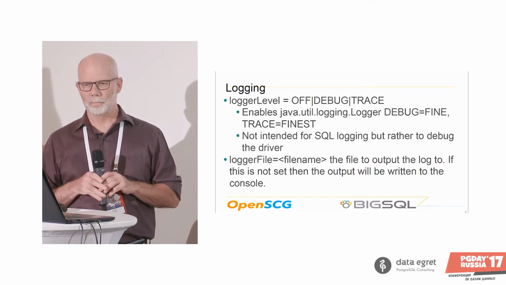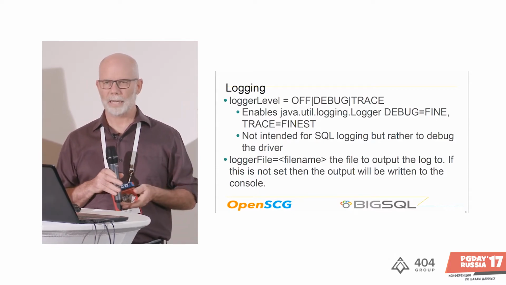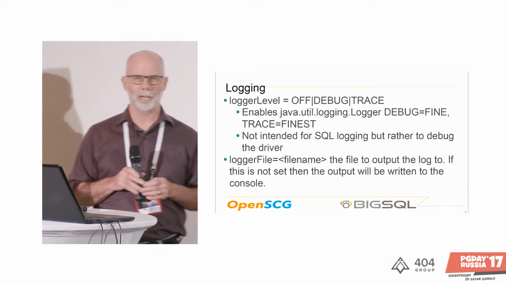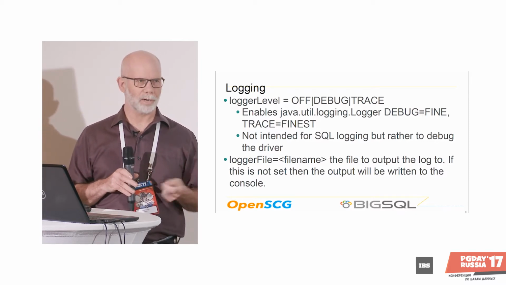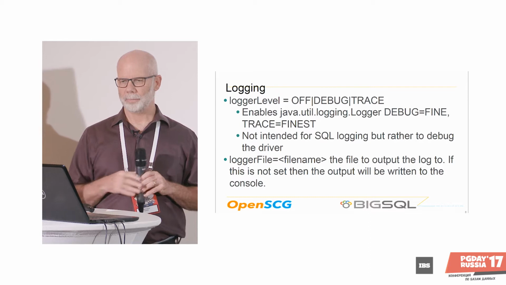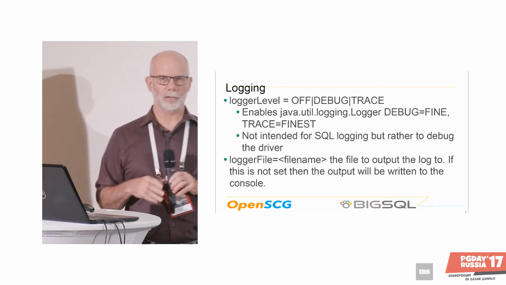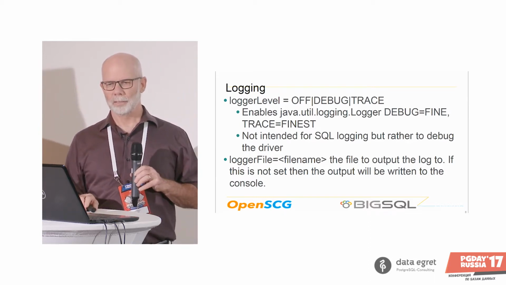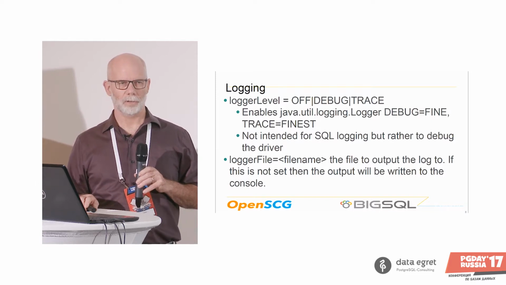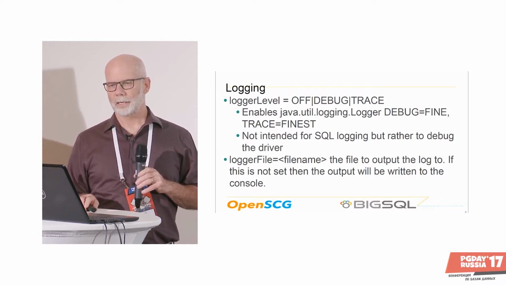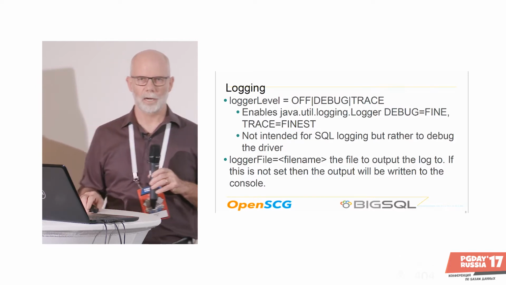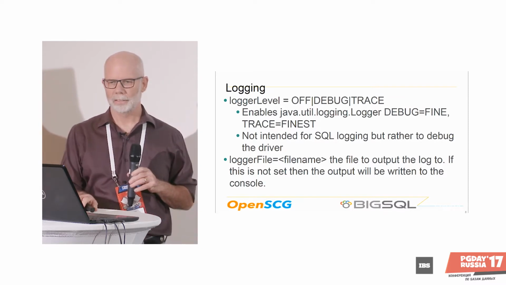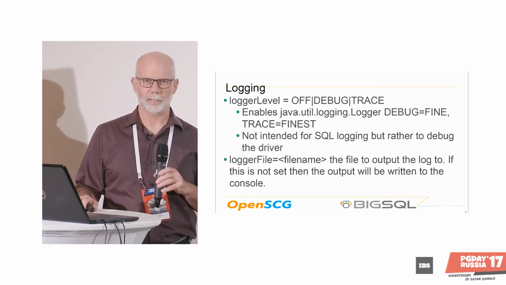One of the major features that we added recently was the ability to use java.util.logging. And we have the ability to turn on logging for the driver. You have 3 options. The default is we don't log anything, but now you have the ability to turn on logging for debug and for trace. So if you set loggerLevel equal to debug, it sets it to the logging utility's FINE, and trace is equal to FINEST.